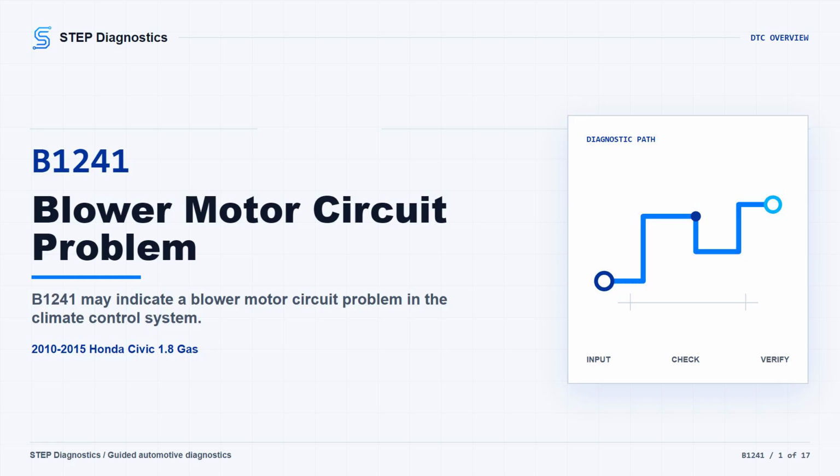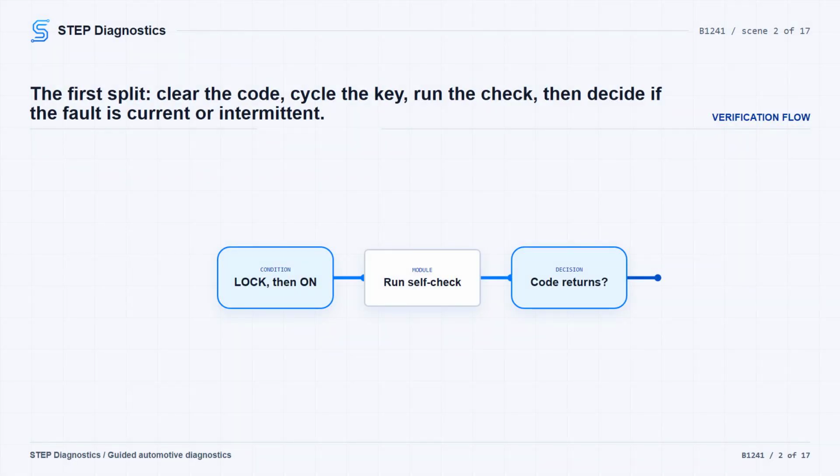The broad possible areas can include the blower motor power feed, fuses, relay, ground side of the circuit, the power transistor, the climate control unit, and the wiring or connectors between them.